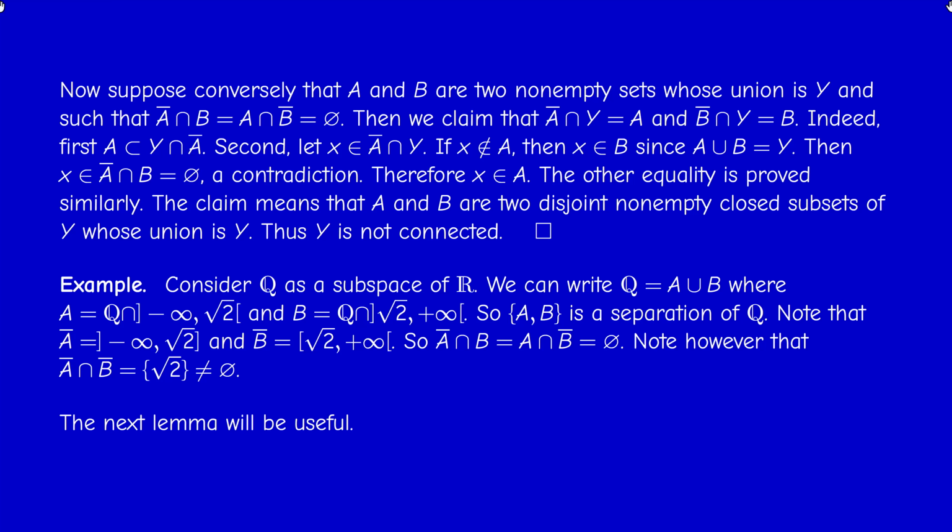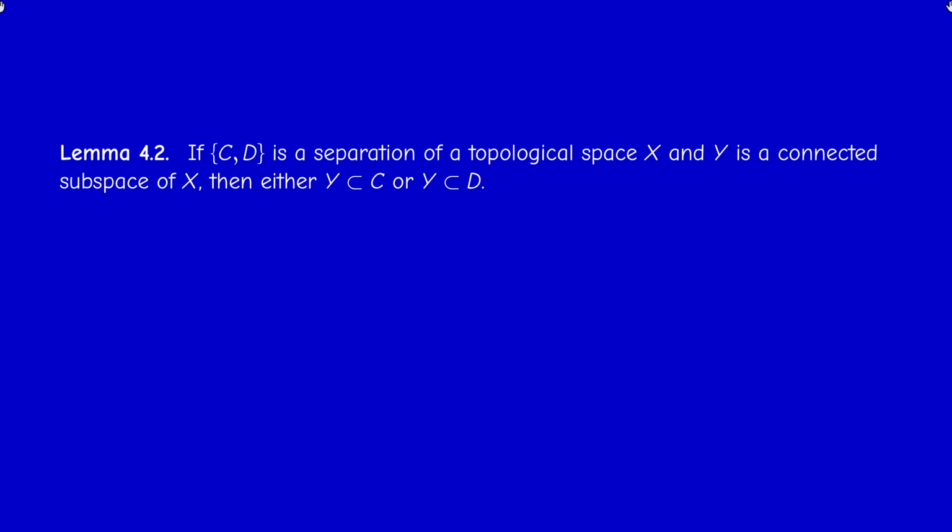Now we'll end this video with a lemma that we'll use later. If we have a topological space X which is not connected, so it has a separation C, D, and we consider a connected subspace Y of X, because the whole space need not be connected, but it may contain connected subsets, as you may expect. So if X is not connected and has a separation C, D, and Y is a connected subset of X, then either Y is contained in C or Y is contained in D, and not both, of course, because C and D are disjoint.